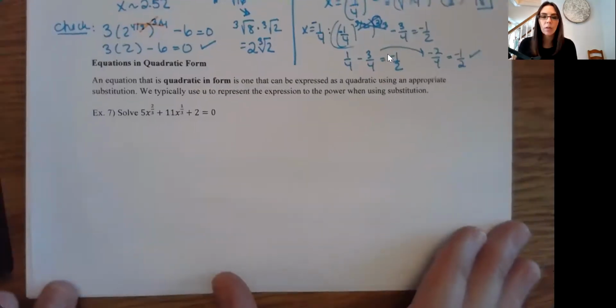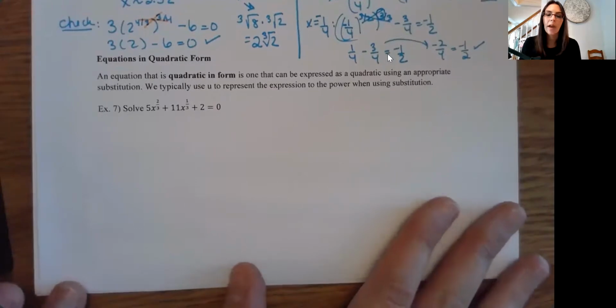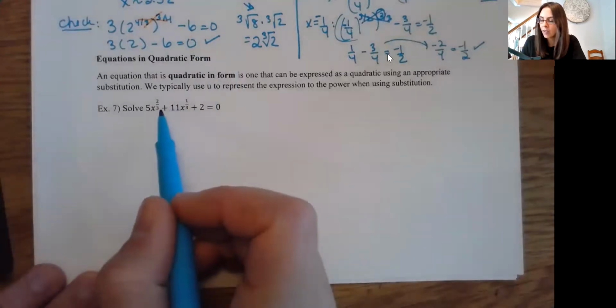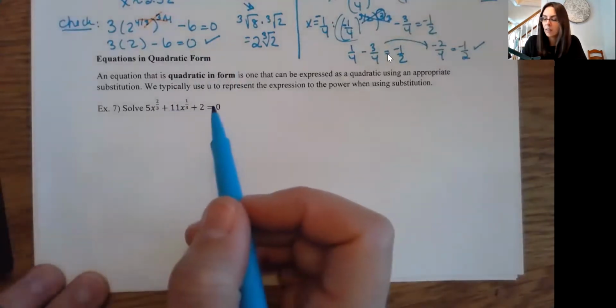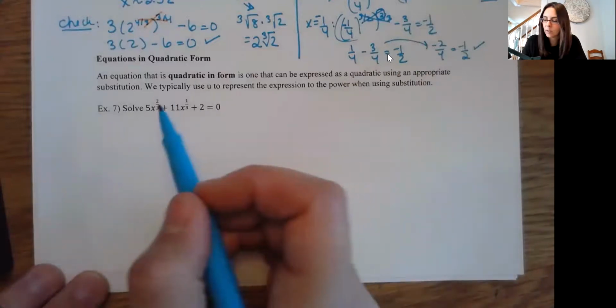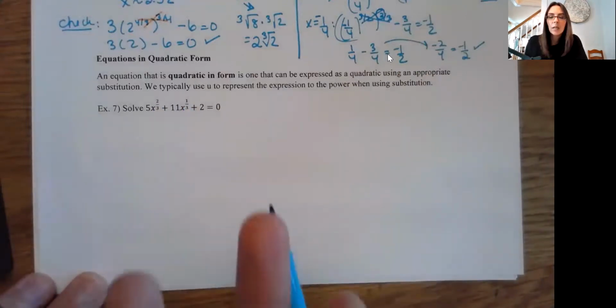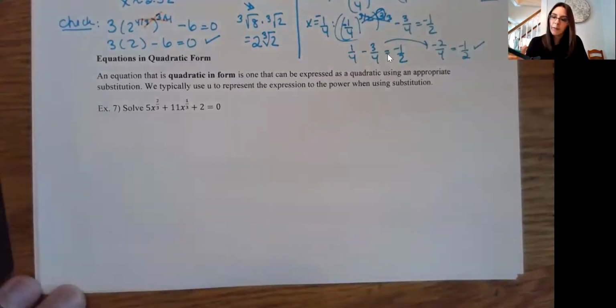The next style equation we're going to look at are equations in quadratic form. So an equation that's in quadratic form is one that can be expressed as a quadratic when we use a substitution there. So basically they look like they're almost quadratics, but they're a little bit off. So here's an example here where you're looking, and if you're like, well, if I just got rid of that denominator, then I have a quadratic, right? I have that x squared, I have the x to the first power, it would make sense. So it looks like it's almost in the right form.